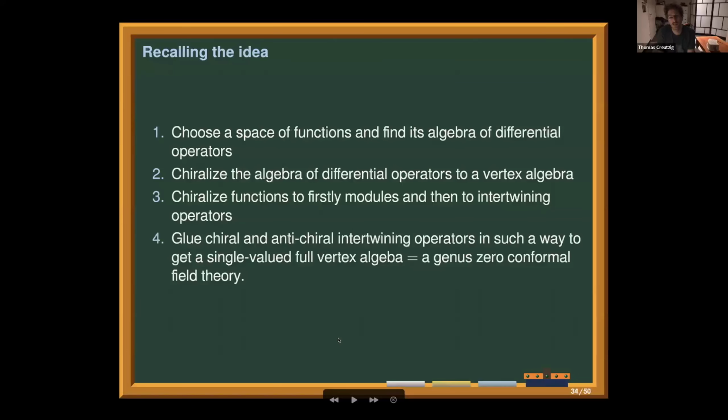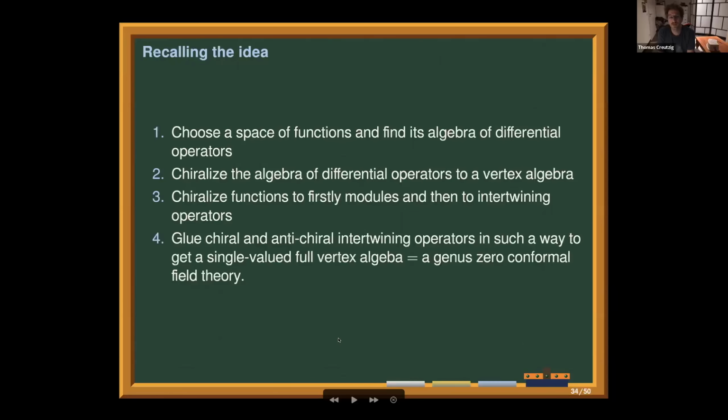The differential operators act on functions. Functions are lifted to fields, and these fields we call intertwining operators because they formalize what a classical intertwining operator, for example, of modules for a Lie algebra is. Now, the problem that we had is that if we just do it this way, we get operator product algebras and correlation functions that are not single valued.